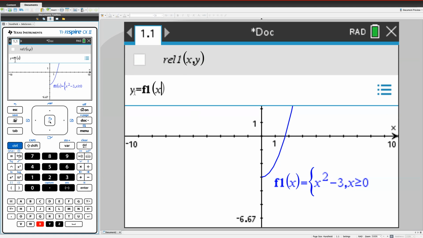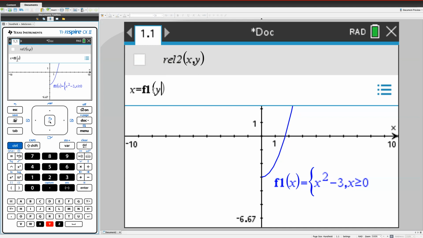What gets exchanged? The Y. The Y and the X. And I'm actually going to do this on relation 2 so it has a different color. So I'm going to delete that. I'm going to go to relation 2 so it'll not be blue. So what I'm going to type in is X equals F1 parentheses Y.